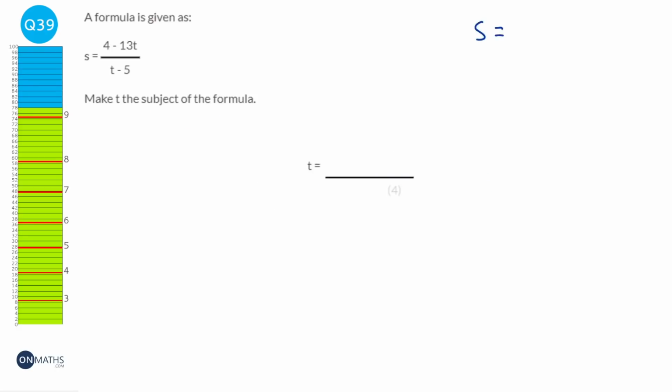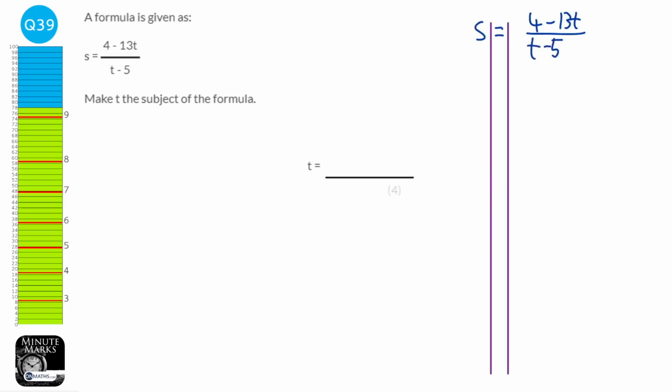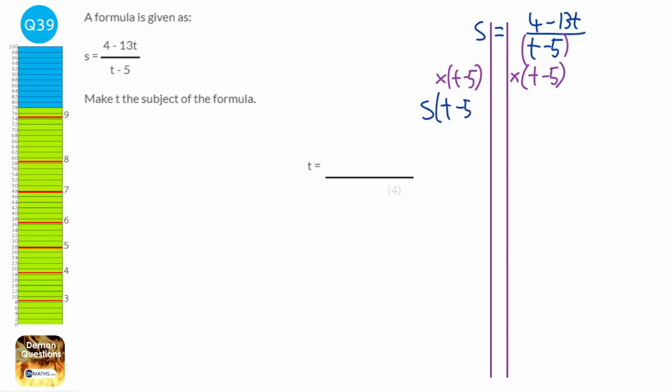So we've got s equals 4 minus 13t over t minus 5. I'm going to get our lines in. Okay, so the first thing I need to do is get rid of this fraction. Always get rid of any fractions. I'm going to do that by multiplying both sides by t minus 5. So we're going to end up with s brackets t minus 5 equals 4 minus 13t. I'm going to break open those brackets just by multiplying them out. So it's st minus 5s equals 4 minus 13t.